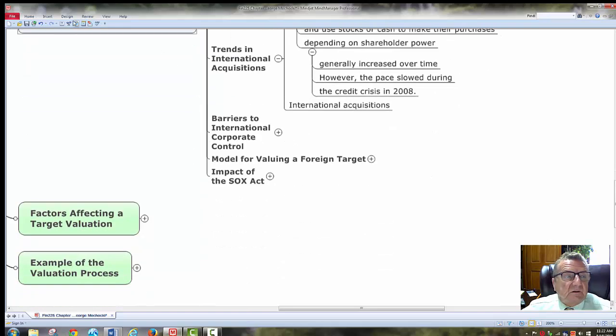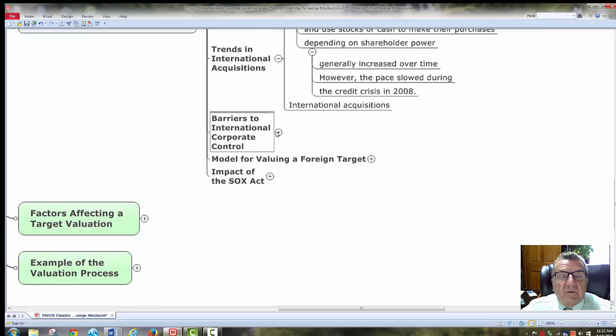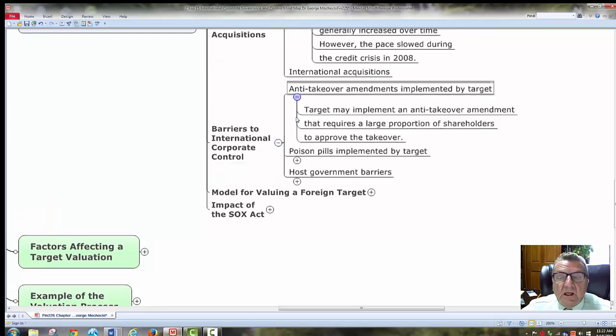Okay, the next one, I just look at what I have in view. View here. I got it, 200. Okay. Barriers to international corporate control.